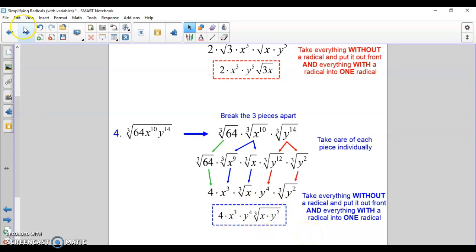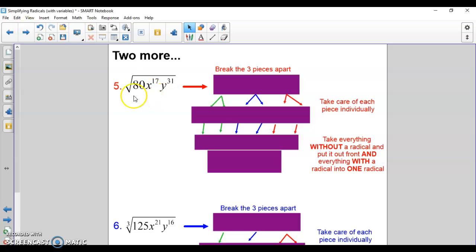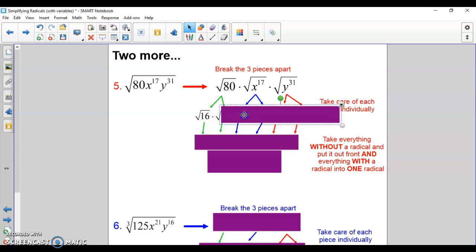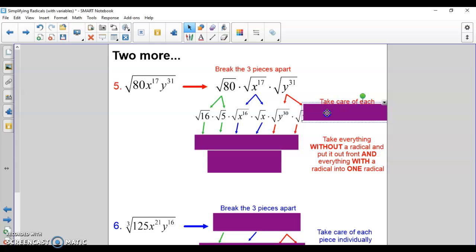2 more just for good measure. I'm going to run through these quickly. I'm kind of running out of time on what I'm allowed to use here. So, first step, break the 3 pieces apart. Square root of 80, not a perfect square, so I got to break it up into 2 pieces. As you can see here, 16 and 5. Watch your combos on one like that. 17, 16 and 1, 31, 30 and 1.